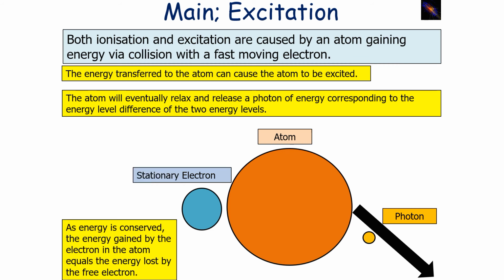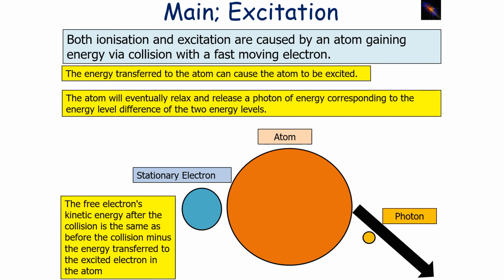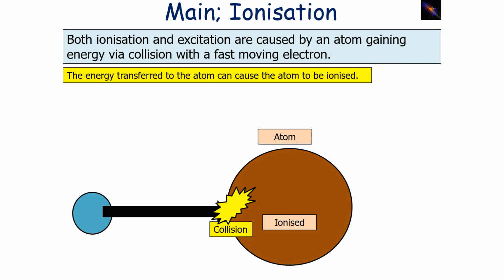Now as energy is conserved, the energy gained by the electron inside the atom is the energy lost by the electron colliding with the atom. So the free electron's kinetic energy after the collision is the same as it was before, minus the energy transferred, which is equal to the energy level difference inside of the atom. Now we can also have ionization in collision.